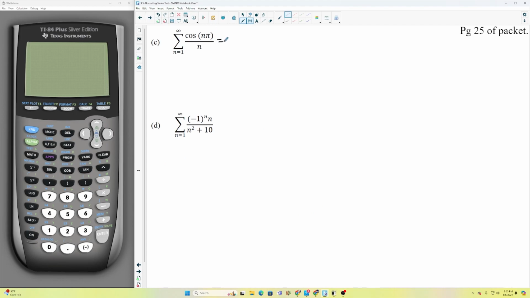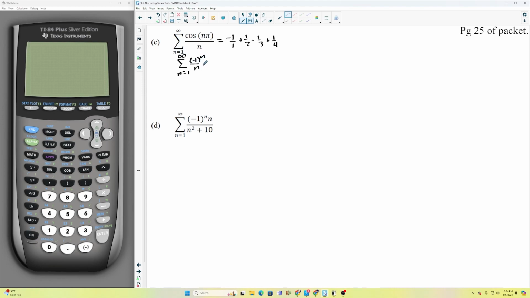If you don't quite know what's happening here, we can always list a few of the values of the terms out. So if we plug 1 in, cosine of pi is negative 1, and we have that over 1. Then cosine of 2 pi is positive 1. Cosine of 3 pi is negative 1. Cosine of 4 pi is positive 1. And so we can write this as the sum from n equals 1 to infinity of negative 1 to the n over n.